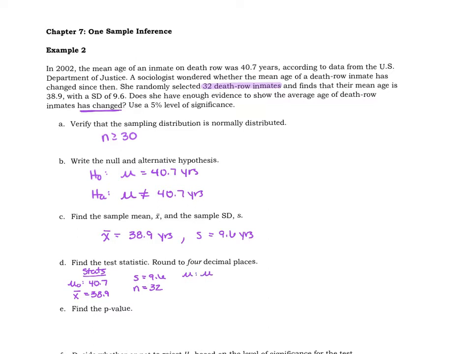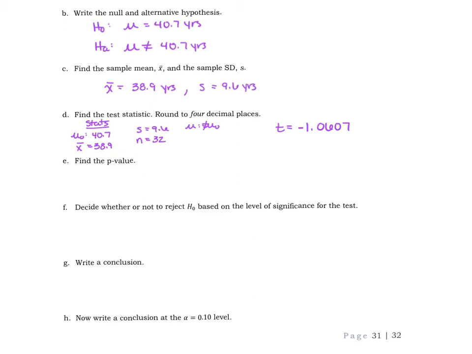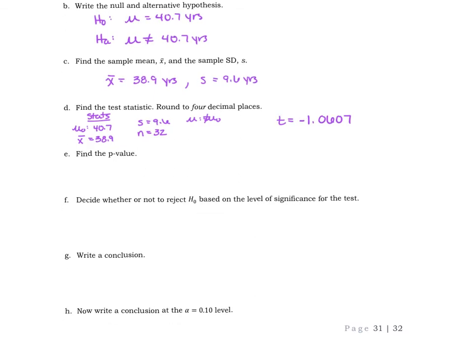and then we want to test that mu is not equal to the null hypothesis, so that first one there, and then go ahead and go on down to calculate. You should find that your test statistic is negative 1.0607. The p-value, again, pulling that from your calculator, is going to be 0.2970.